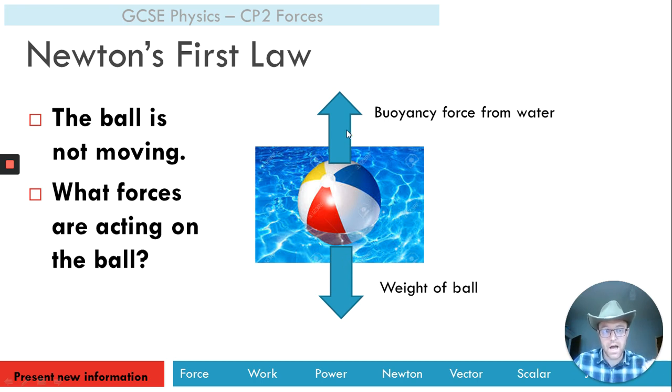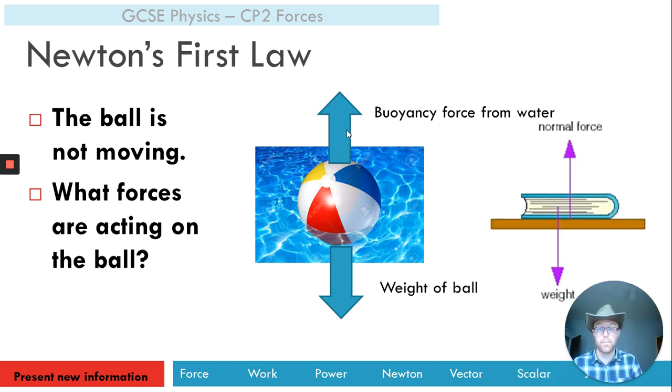This means if we were to add those two forces up to get the resultant force acting on the ball, the resultant force on the ball would be 0. If the resultant force on the ball is 0, i.e. the forces are balanced, then it will stay not doing what it's doing. It will stay not moving.